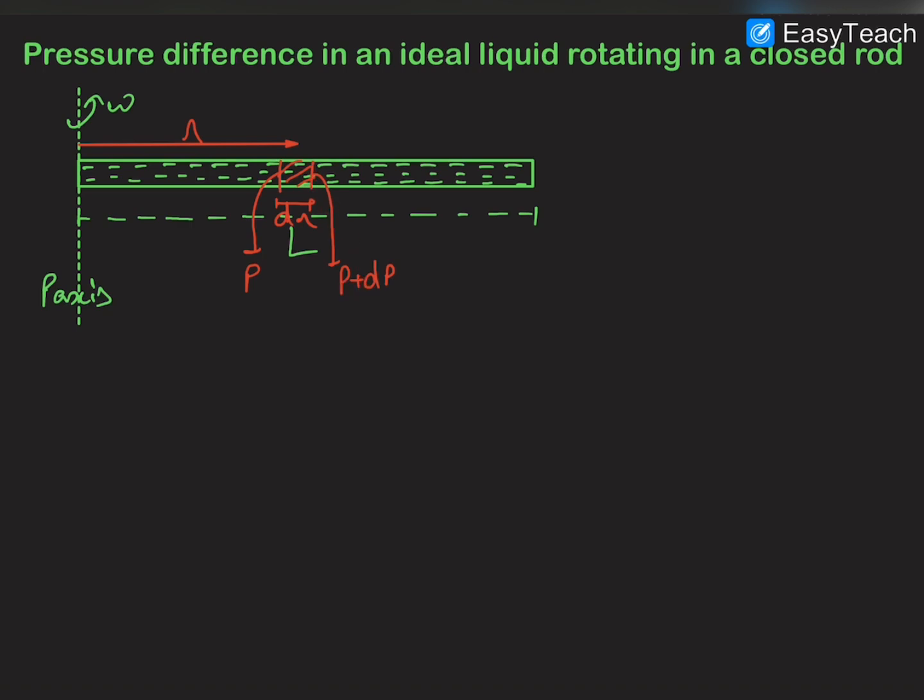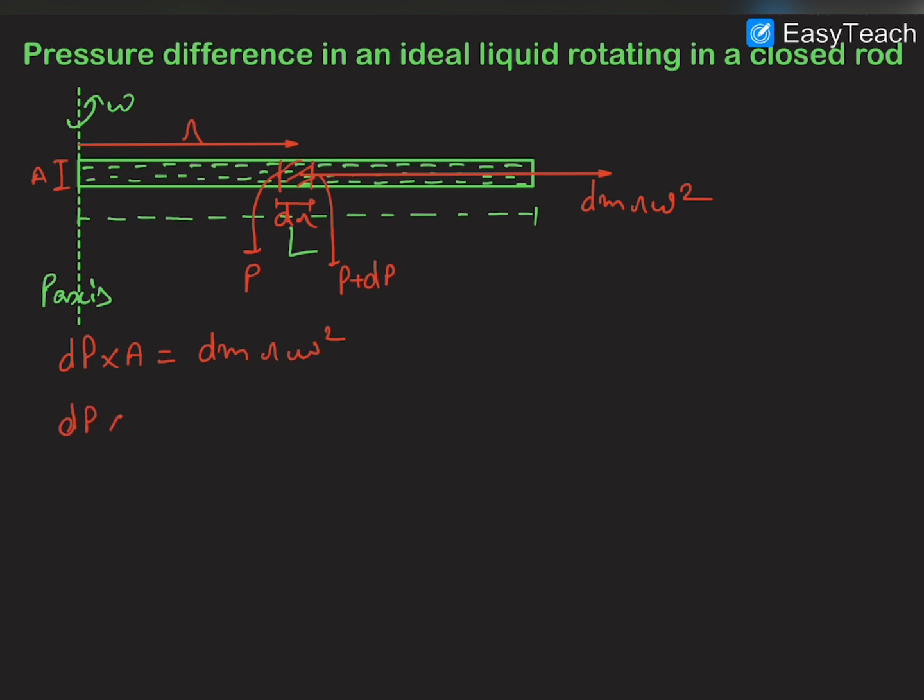And this additional pressure dP, which is developed in this element, is obviously due to the centrifugal force acting on it. So this is the centrifugal force acting on the element, and the centrifugal force will be dm r omega square. Okay, so let us see now: if A is the area of the tube, then dP into area will be the force, and it would be balancing out dm into r omega square.